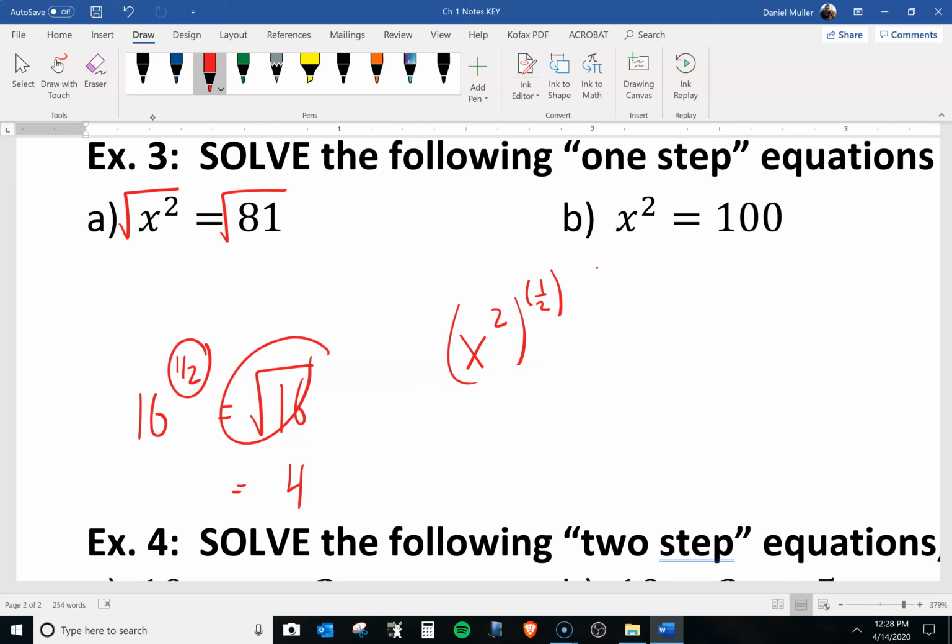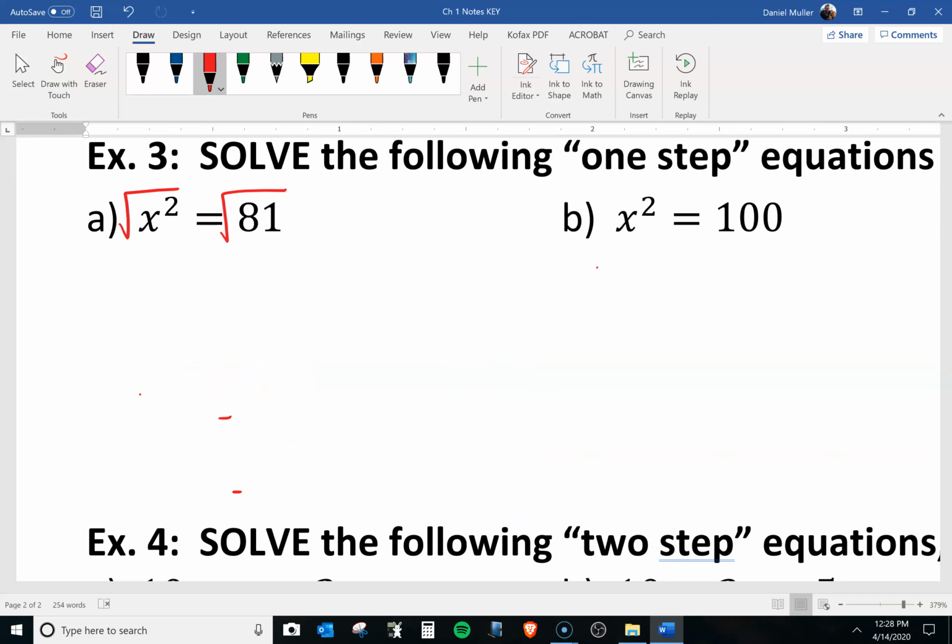Now 2 times a half, 2 halves, or a half of 2 is 1. And you should remember that x to the power of 1 we don't write, we just write as x. So if I do the power of a half, those will just cancel, and I'll be left with 1. So that's what I'm trying to do here. I'm trying to go to the power of a half. But for some reason, we have given a special symbol to that, and that is the square root symbol. So if you square root an x squared, those will cancel out. And so you're left with x equals the square root of 81.